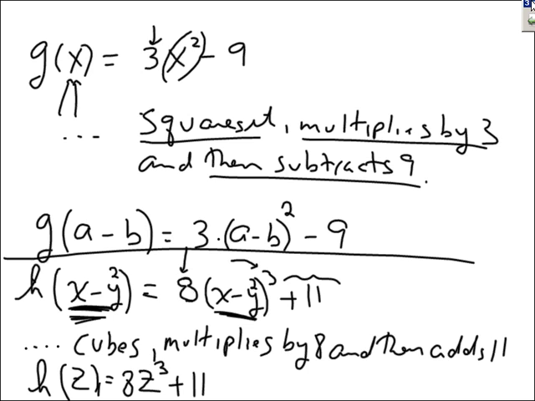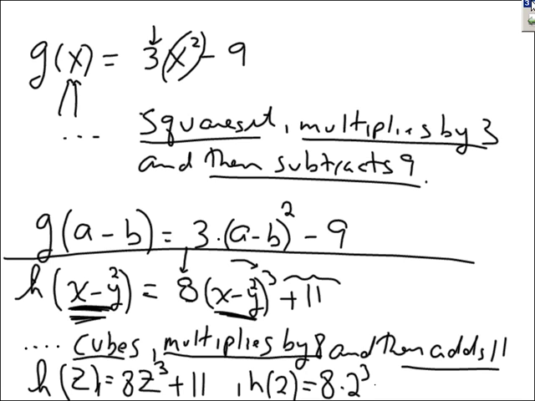Of course, I'm not cubing anything, I'm not multiplying by 8, I'm not adding 11, I'm denoting that's what you should do. Okay, somebody asks you what h of 2 is. You should cube it, 2 cubed is 8, you should multiply that by 8, that's 64, and then I add 11, if I do my math right, that's 75. I cube 2, I multiply it by 8, and I add 11. This is 8 times 8 plus 11. It's 64 plus 11, or 75.